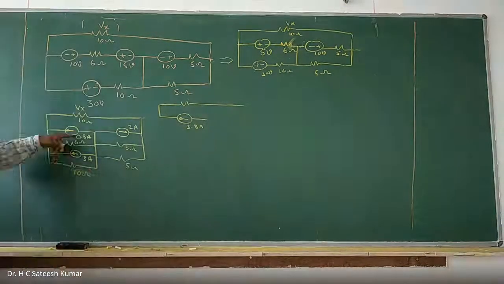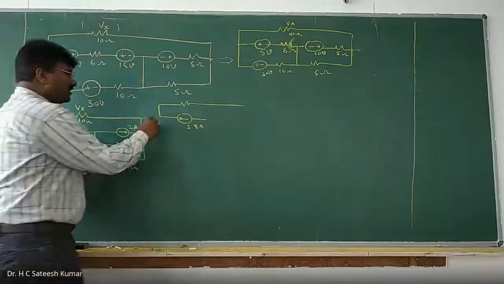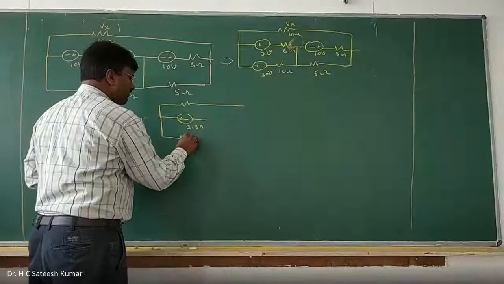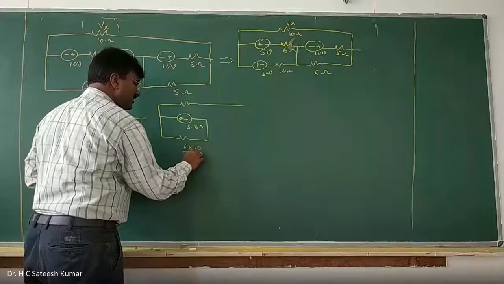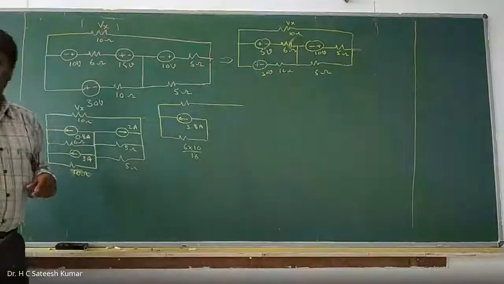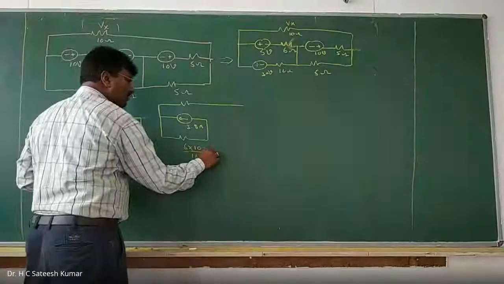And 6 parallel with 10. What will you do? What is the value? 6 parallel with 10 means 6 into 10 divided by 6 plus 10, which is 16. That gives 3.75 ohms.